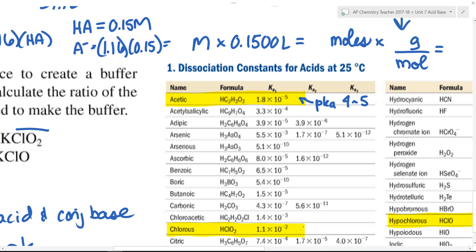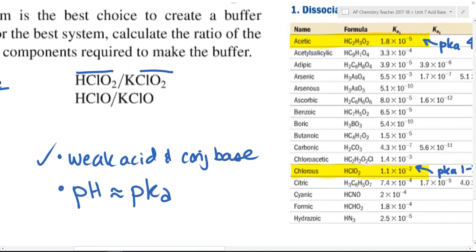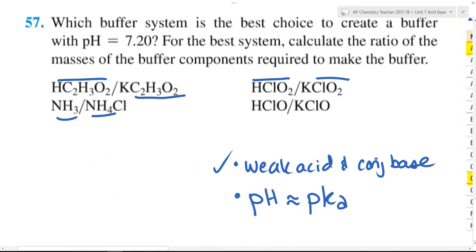For chlorous acid, based on this number right here, the pKa is going to be between like 1 to 2. Over here, the pKa, if I plugged in my calculator, is going to be between 7 to 8. So it looks like this right here is going to be my best bet for a buffer system because the pKa is going to be closest to 7. These other two are pretty significantly different from that. So what was that one? That was this one right here. So this looks like my best buffer system. All right.